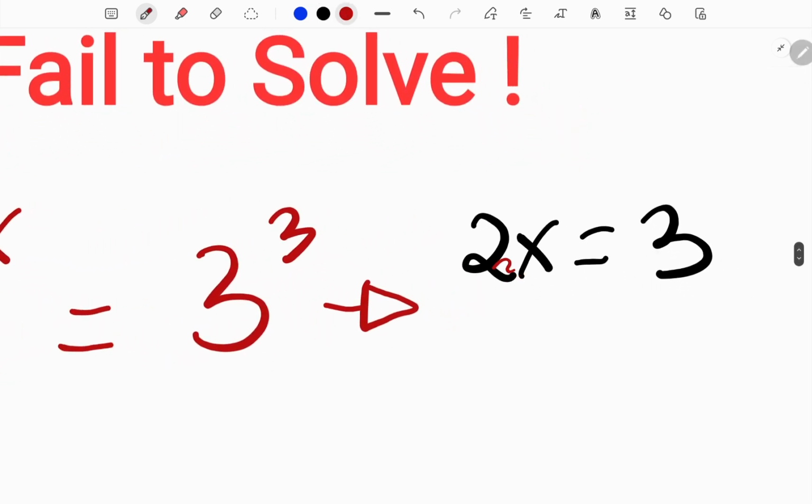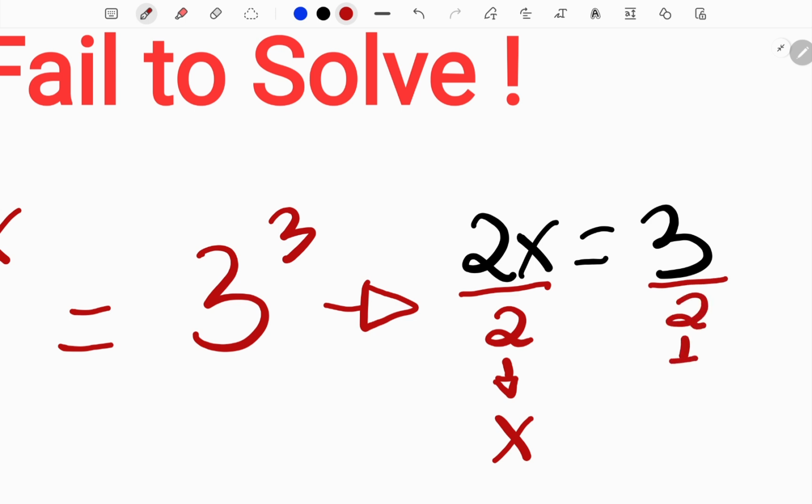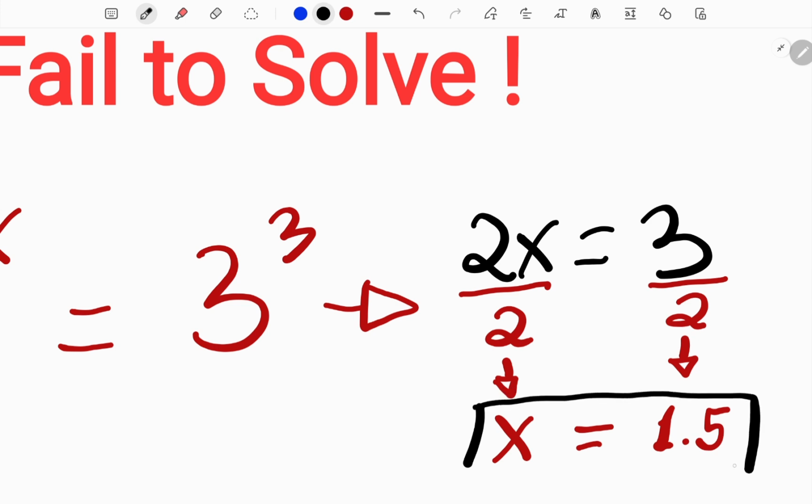When we divide the left side of the equation by 2, we get x isolated, and when we divide the right side of the equation by 2, we get 3 divided by 2, which results in 1.5. Thus, we've found the value of x that satisfies our original equation. X equals 1.5. Let's review what we've done.